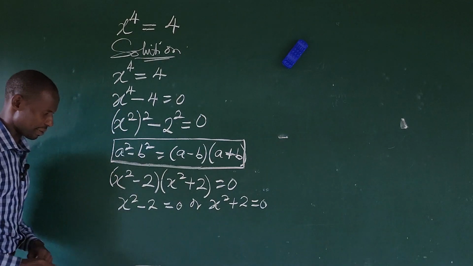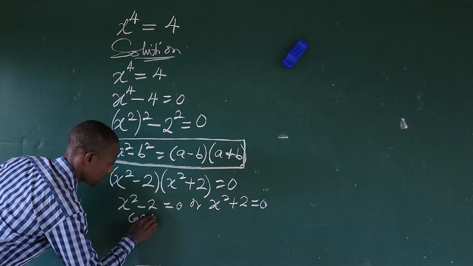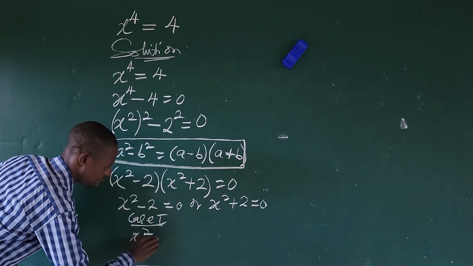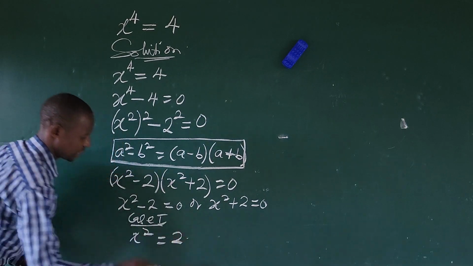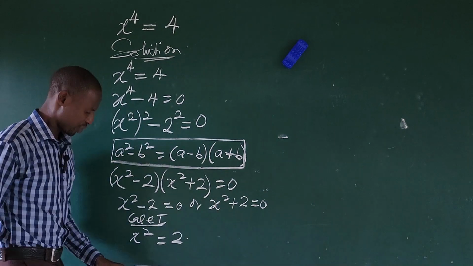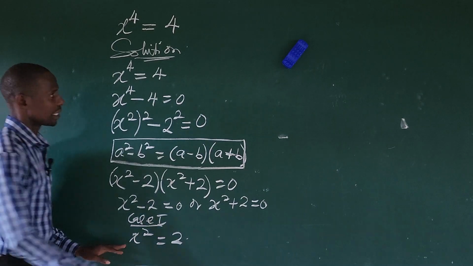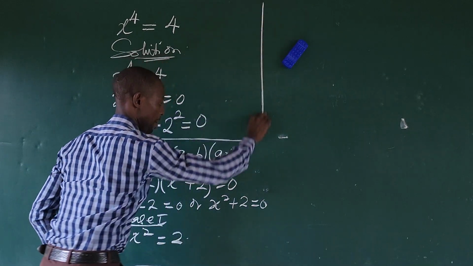So we take this as our case 1. So let's take case 1. So our case 1, we have x squared equal to positive 2. So what we do, we take the square root of both sides. So let's continue on this side.